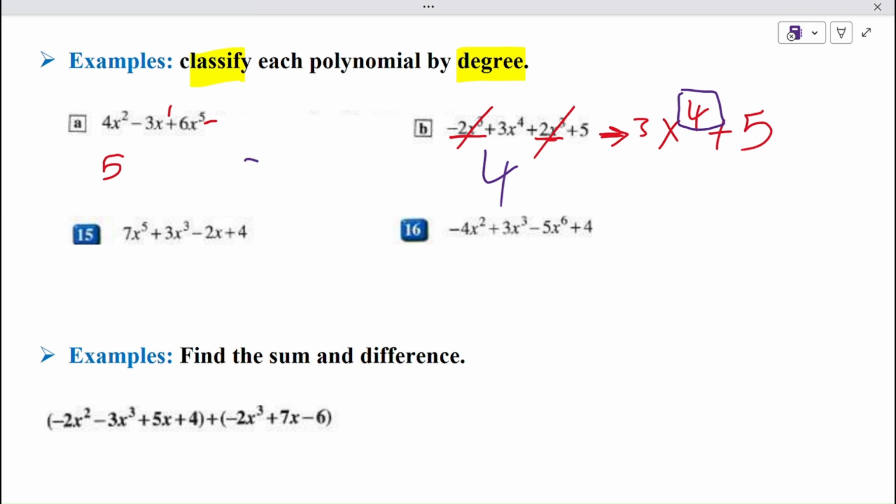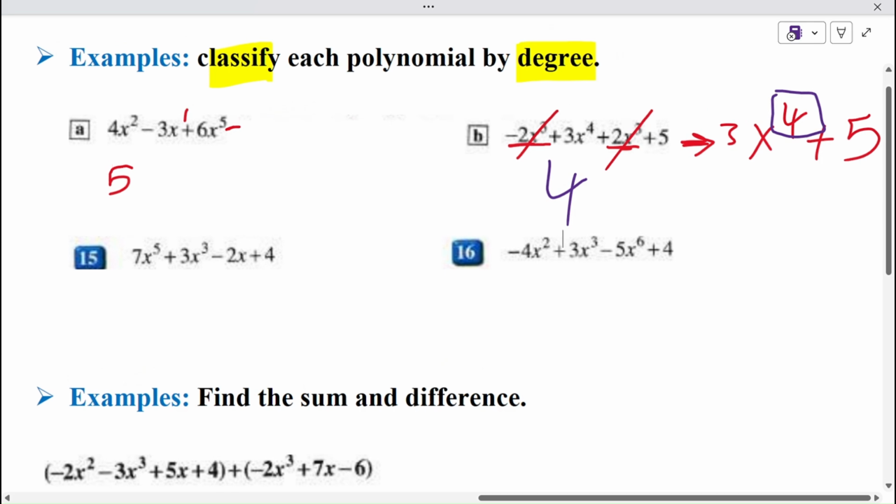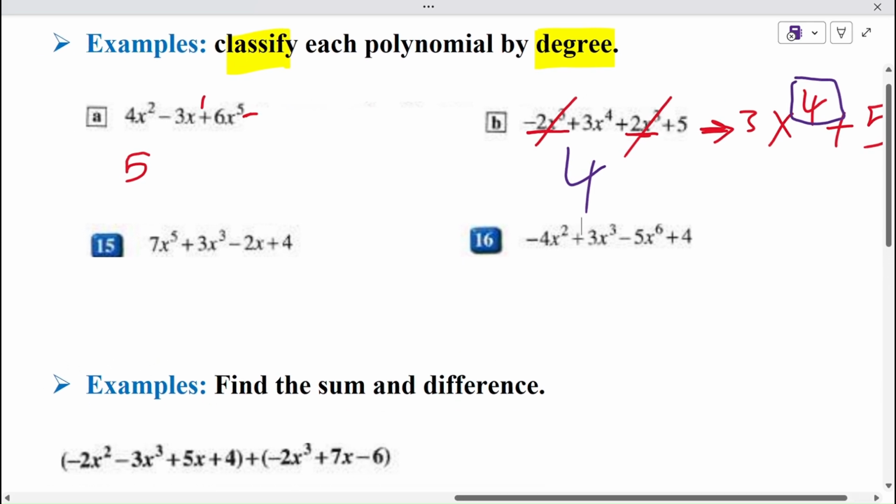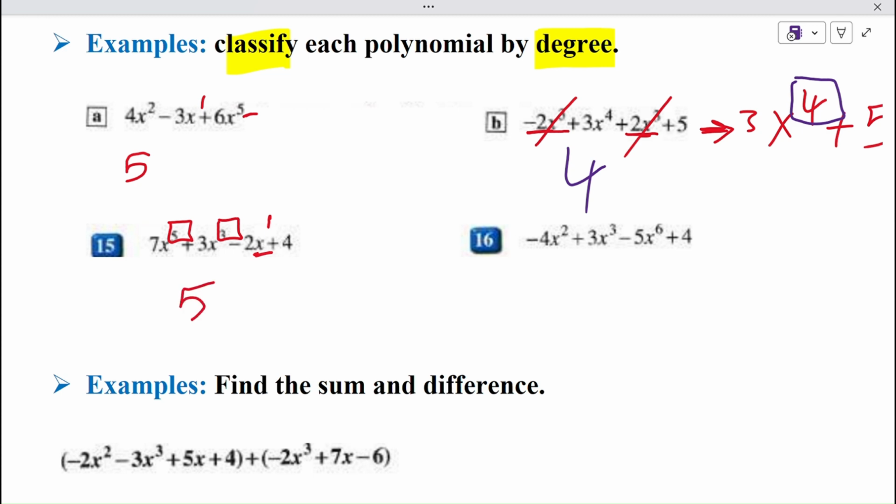Look at these questions. This is question 15 of your exercise. So let's solve it. Again, we have to classify it by the degree. Where is the highest degree? Here x has degree 1, this one has degree 3, and here we have degree 5. So this is a polynomial of degree 5.